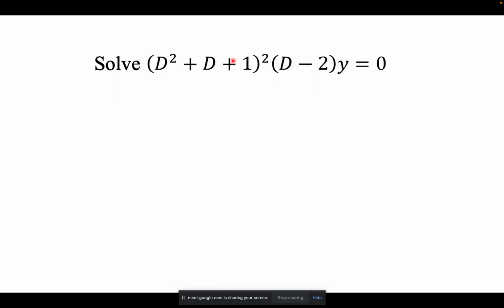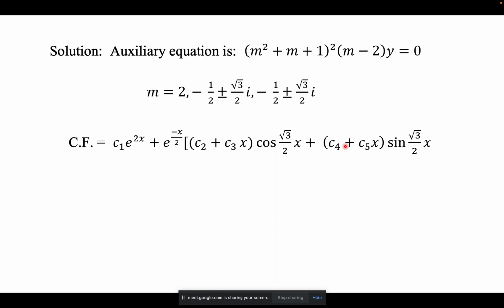So again, this is a higher order homogeneous differential equation, because the right hand side is equal to 0. And you know what you do when you have a second order homogeneous differential equation, you write the auxiliary equation. The same you do here for the higher order differential equation also. So you have (m square plus m plus 1) whole square times (m minus 2) is equal to 0, right? That's how you write the auxiliary equation.